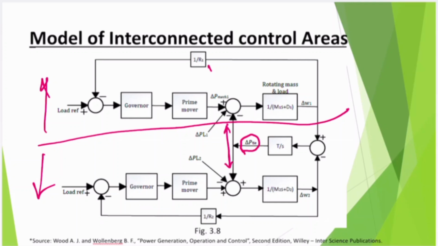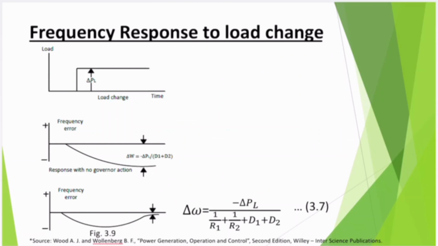And there is a load connected to the first area, which is delta PL1. For area 2, this is delta PL2, but they are also interconnected. So what has happened now? The change in load in area 1, the change in load in area 2, and the change in tie line flow are now interconnected.